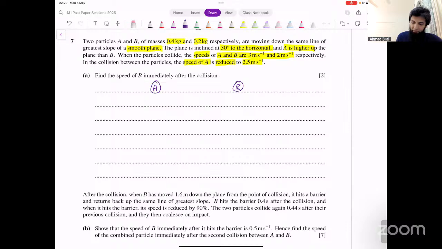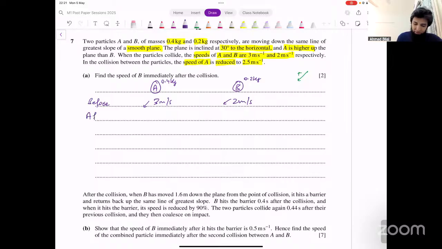A has a mass of 0.4 kilograms. B has a mass of 0.2 kilograms. What are their velocities before? Before collision, they are moving at 3 meters per second and 2 meters per second, respectively. Both of them are moving down in this direction. So for A, we can say the speed is 3 meters per second. A is up the plane, B is down the plane. This is 2 meters per second.